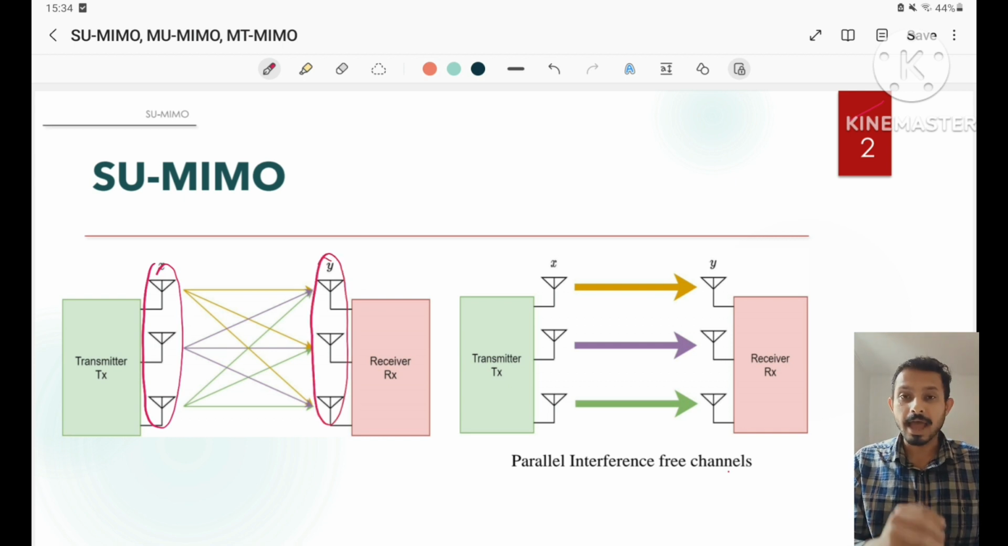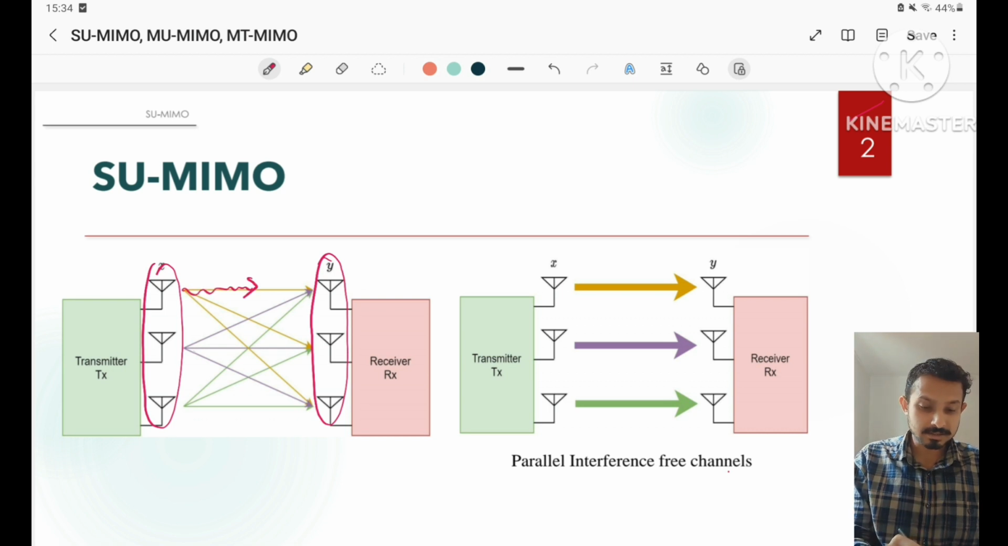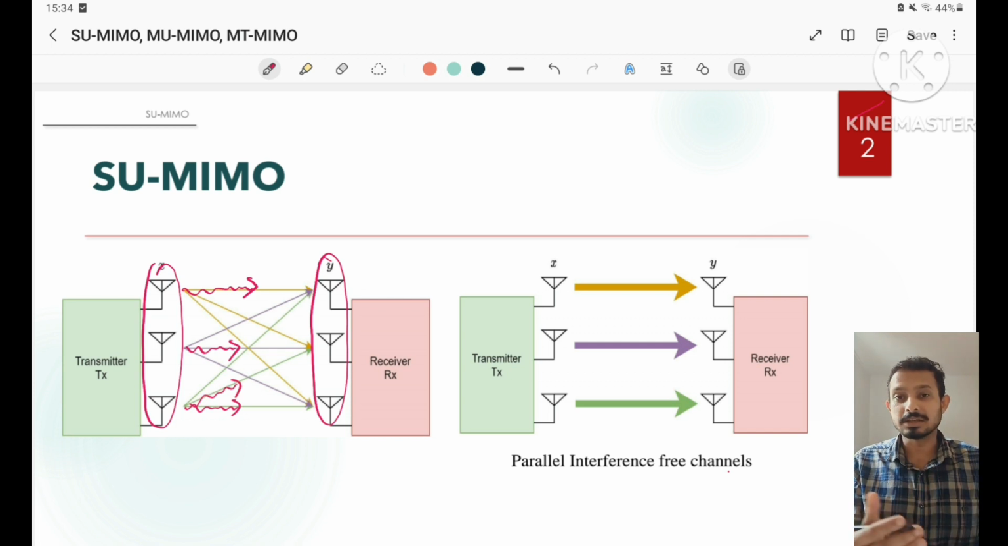We know in MIMO we have multiple antennas at the transmitter, we have multiple antennas at the receivers, and the signals are sent simultaneously from the transmitter, propagate through the channel, and then are received at the receiver for further processing.